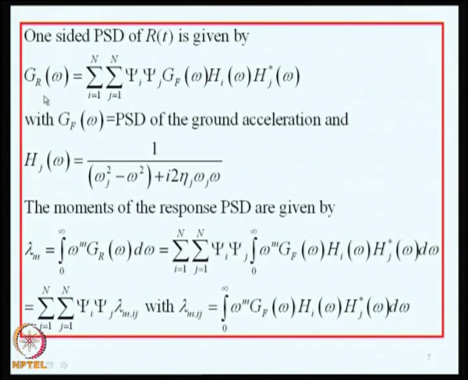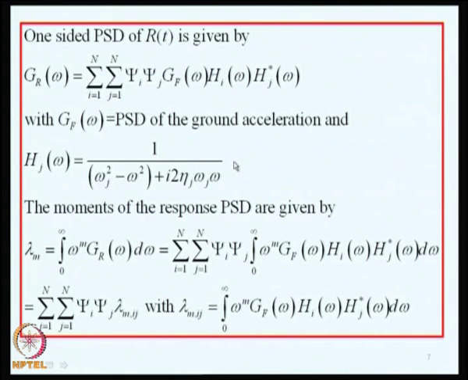Now, we consider the one sided power spectral density function of R of t given by G R of omega. This you can obtain in terms of the transfer function of the ith generalized coordinate, and G F of omega is the power spectral density function of the earthquake ground acceleration. H j of omega is the transfer function for the jth generalized coordinate.